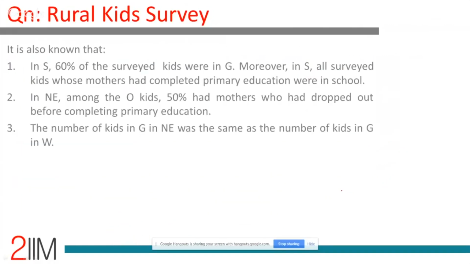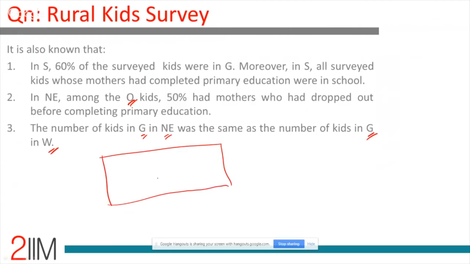It is also known that in S, 60% of the surveyed kids were in G. Moreover, in S, all surveyed kids whose mothers had completed primary education were in school. In Northeast, among the O kids, the kids who did not go to school, 50% had mothers who had dropped out before completing primary education. The number of kids in government schools in Northeast was the same as the number of kids in government schools in the West.